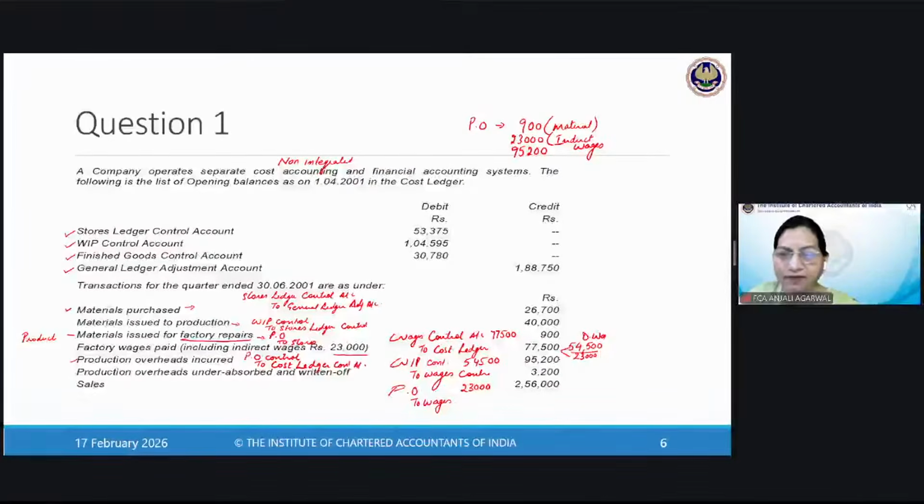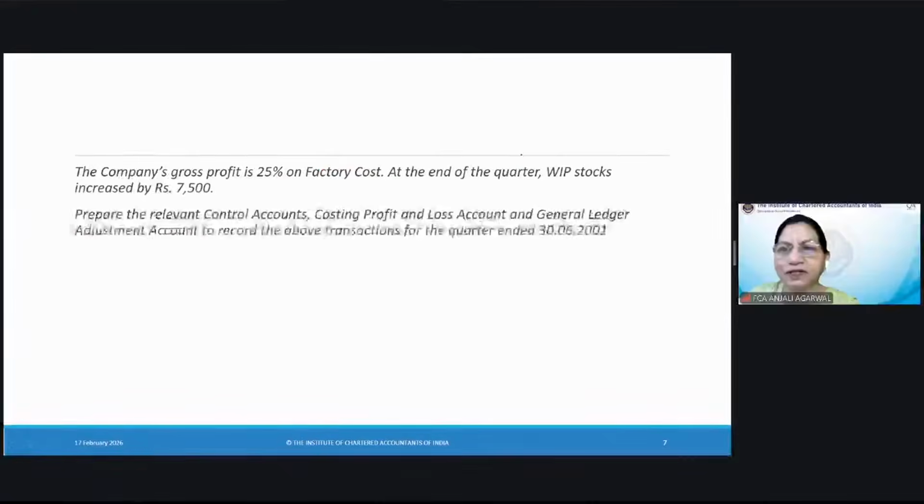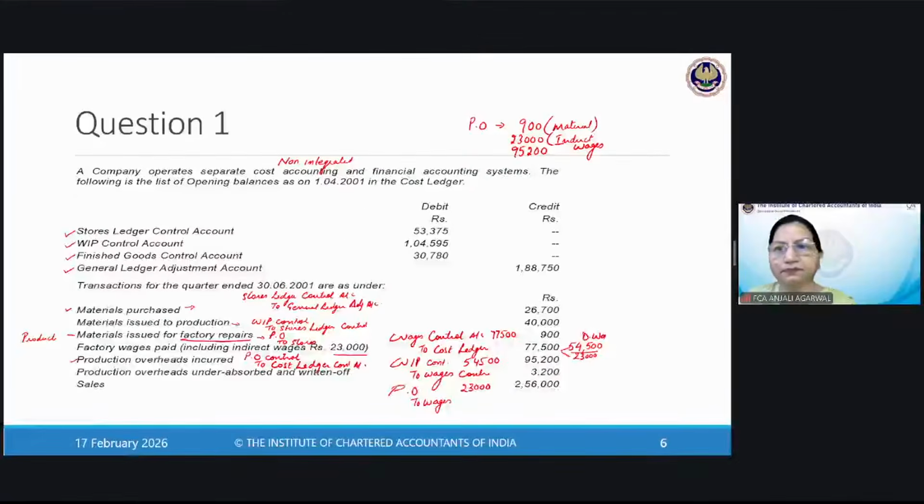So another 95,200 is incurred, production overhead control account debit, cost ledger control account. So total production overheads incurred are, you will add that 900 plus 23,000 plus 95,200. So it becomes 1,19,100.